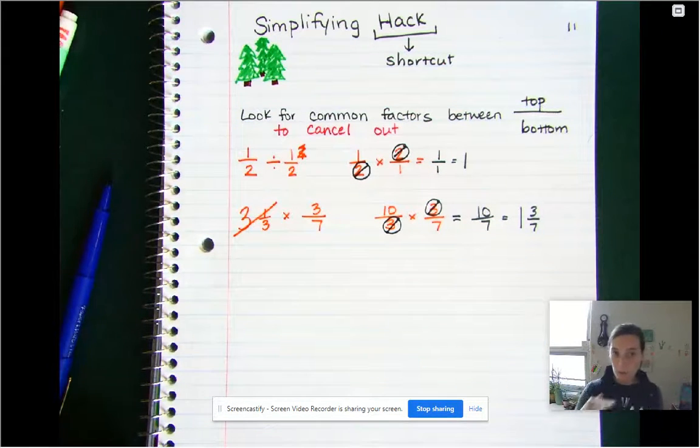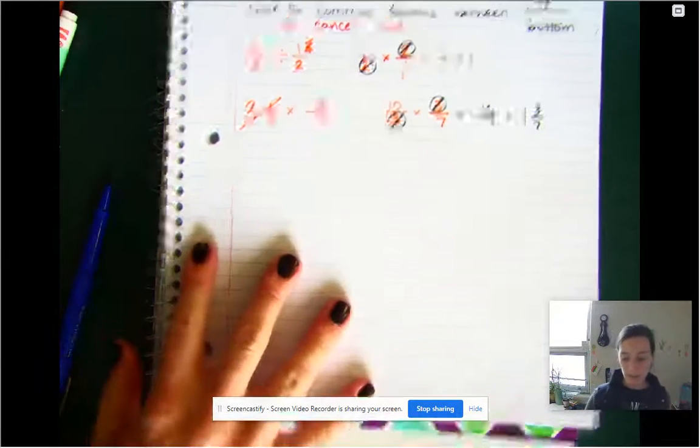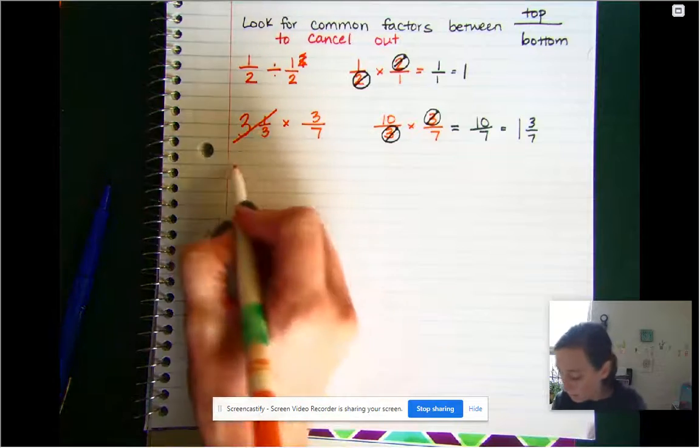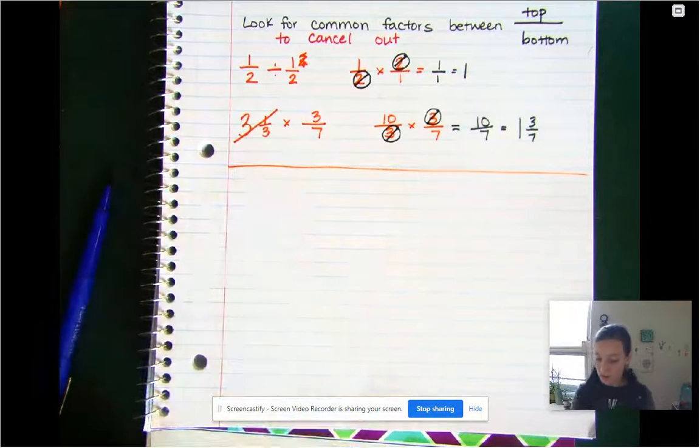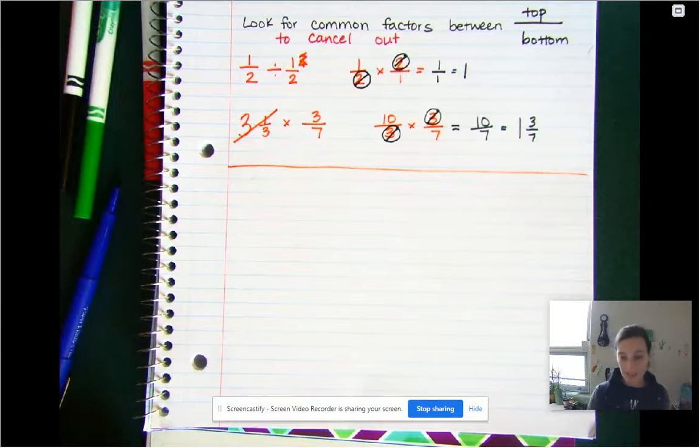There's also one more layer to this. But again, don't get lost in the woods. This is not what works for your brain. Don't try to do it. So I can also look for common factors where it might not be the exact same number. And here's what I mean by that.